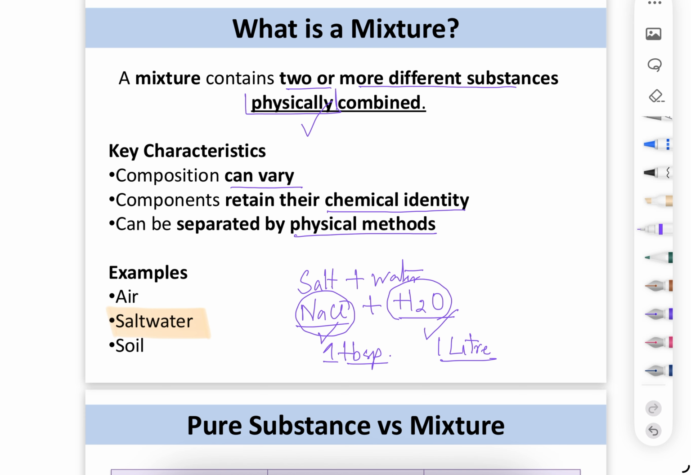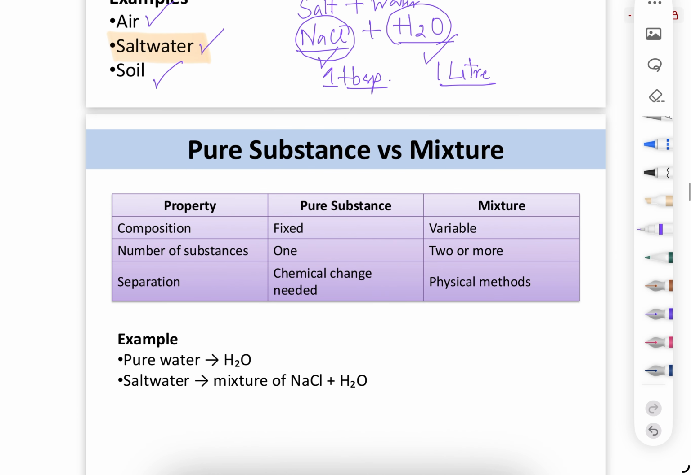All right. So examples can be air, salt water, soil. There are many more examples around you of a mixture.